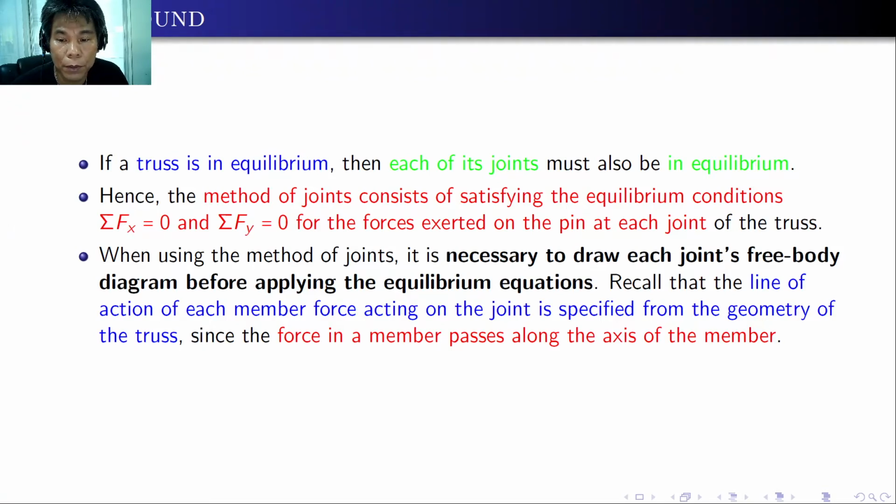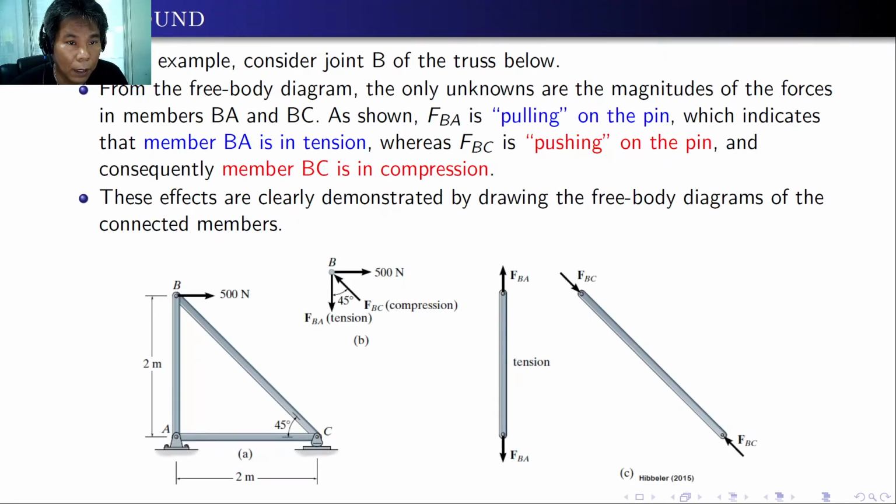equilibrium equations. Recall that the line of action of its member force acting on the joint is specified from the geometry of the truss, since the force in a member passes along the axis of the member. As an example, consider point or joint B of the truss below. From the free-body diagram, the only unknowns are the magnitudes of the forces in members BE and BC.